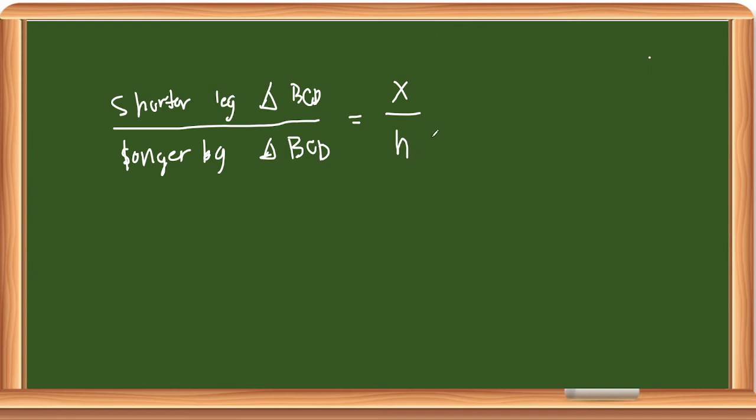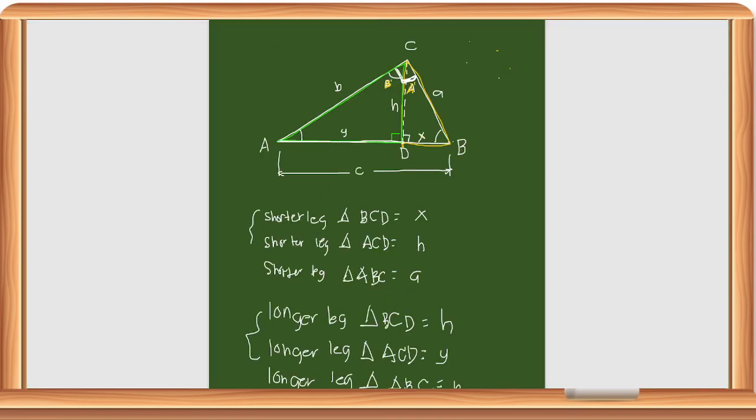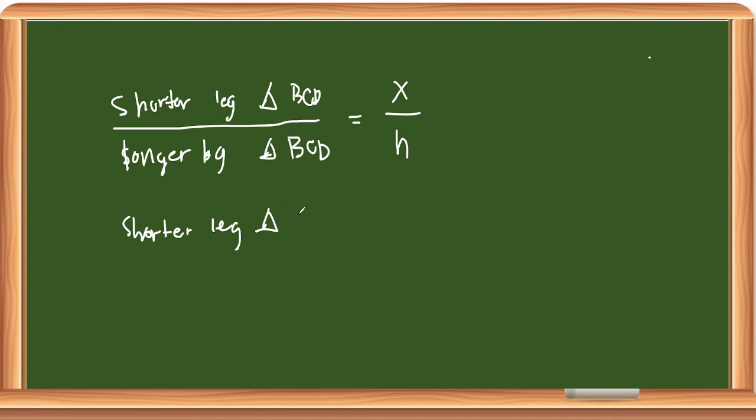Now, it must be equal to the ratio of the shorter leg over the longer leg of the similar triangle, no? ACD. So this time, let's use ACD. Sabi nga natin, triangle BCD and triangle ACD are similar triangles. So that means the corresponding ratios of their corresponding parts would be equal. And then we also have the longer leg. Shorter leg over the longer leg of each similar triangle. So this is ACD.